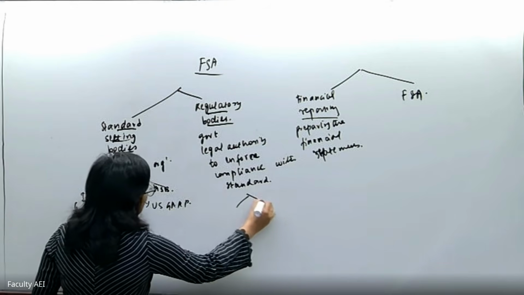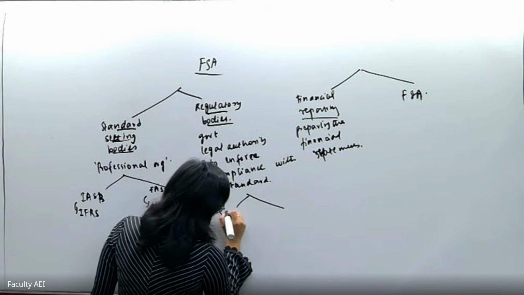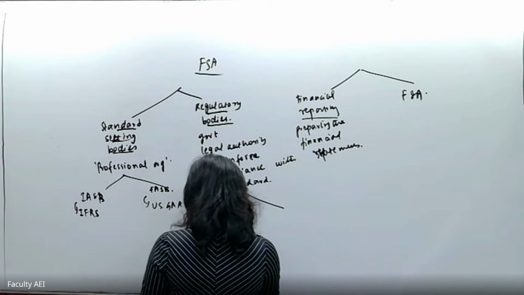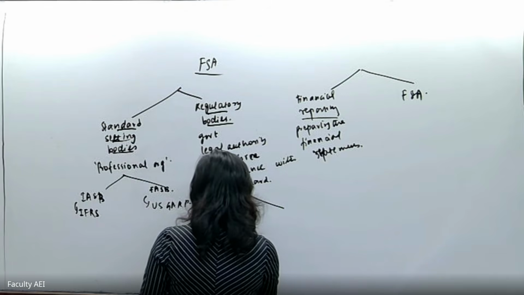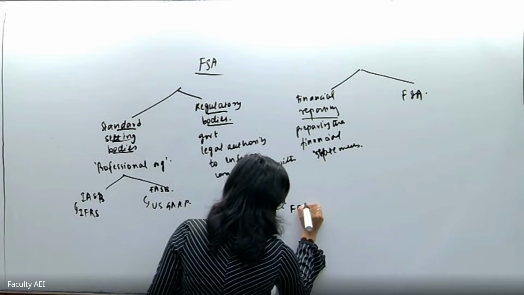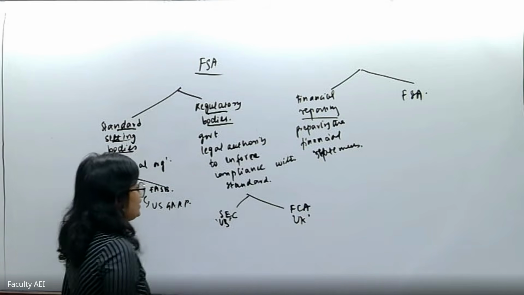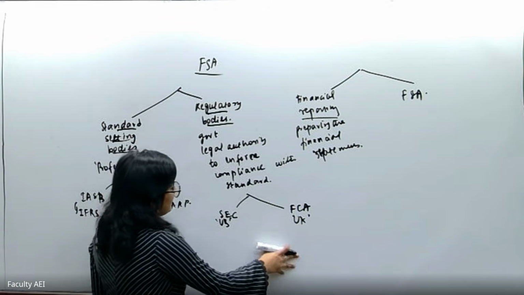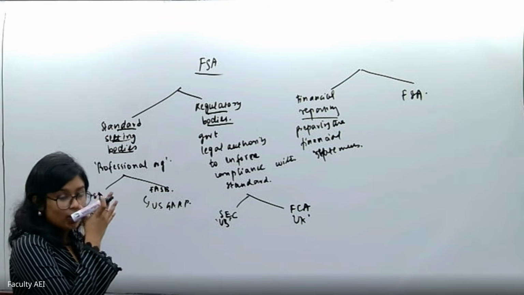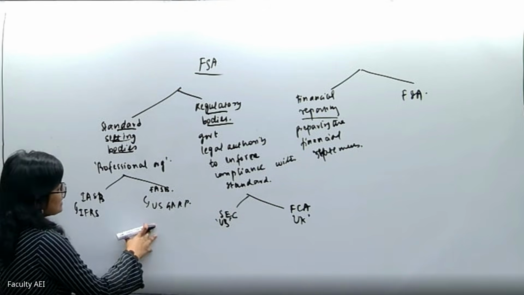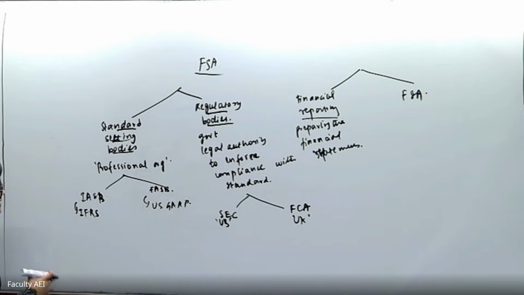Then under regulatory bodies, we have the SEC, Securities Exchange Commission, in the United States, or the Financial Conduct Authority, FCA, in the UK. So in the UK, the FCA is responsible to see that all the people are following whatever standards have been set. So FASB has set up US GAAP, and IASB has set up IFRS.